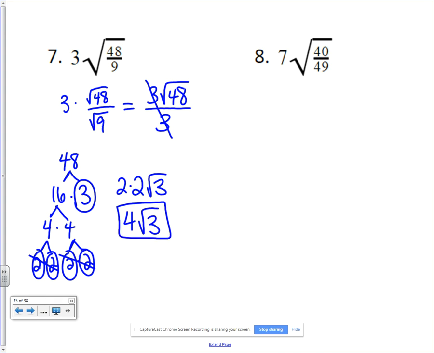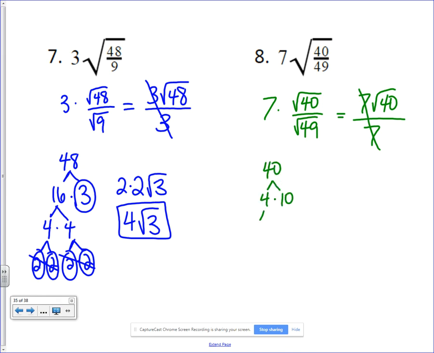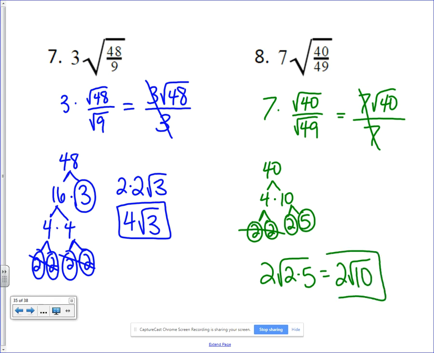Okay, same thing's going to happen over here in number 8. That 7 is outside. When we take the square root of a fraction, we do the square root of the numerator, the square root of the denominator. So you'll notice that in the denominator we have a perfect square. The square root of 49 is 7, which will cancel with the 7 in the numerator. So all I need to do is break down 40 to simplify. So it looks like I've got a pair of 2's, and I'm going to have a 2 and a 5 left underneath that had no pairs, and 2 radical 10 will be my final answer.